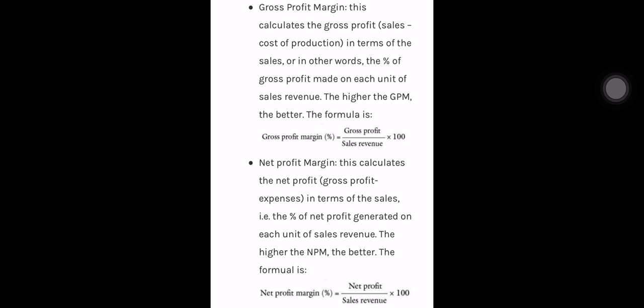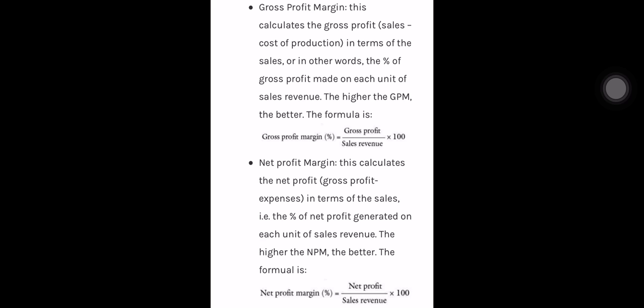The same for the net profit margin. The net profit margin, from the income statement, is calculated by deducting the expenses of the business from the gross profit. Okay, so if this ratio is 30%, it means that for each $1 of sales you are making, you are generating 30 cents as a net profit.